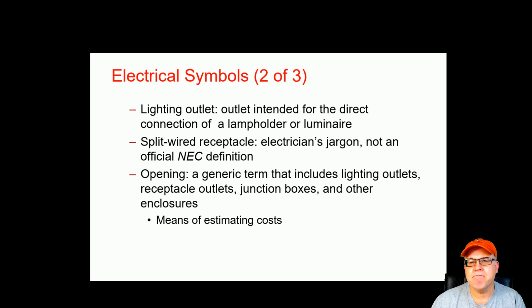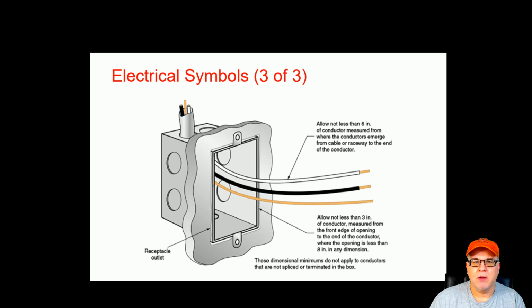Okay. And this might be utilized when we're doing estimating, for example, when we're doing a takeoff. So in the electrical symbol here, you see the receptacle outlet, and obviously a receptacle would mount in this. And of course, as you see here, looking at it from the top and going clockwise around, you see the white, and it says one of the rules allows not less than 6 inches of conductor measured as it emerges from the cable or raceway, at the end of the cable as it comes into the box. And you have to make sure that you have at least 6 inches of conductor.